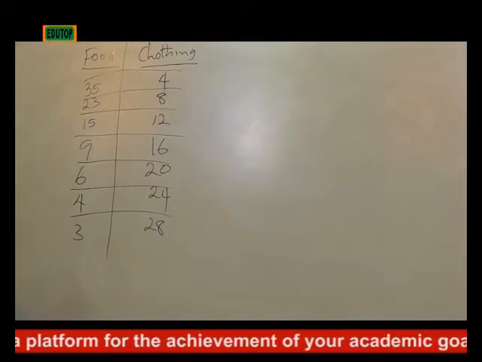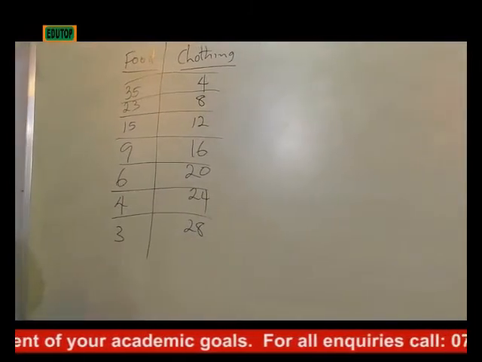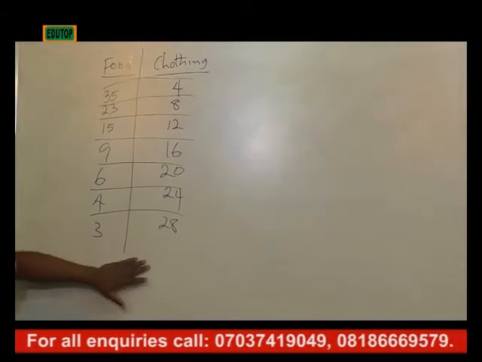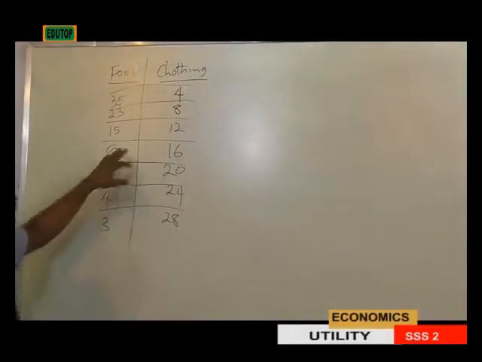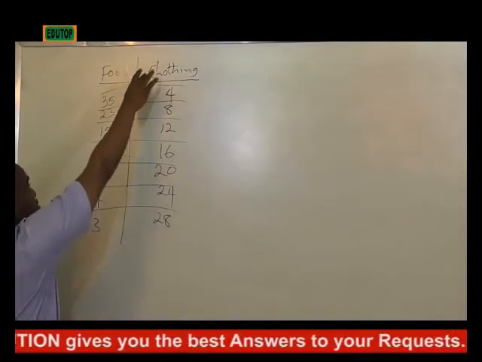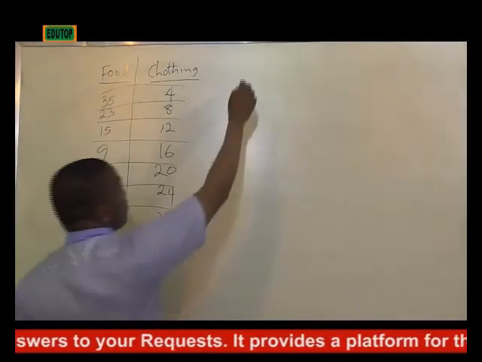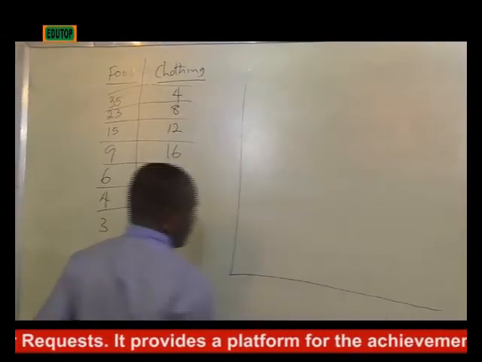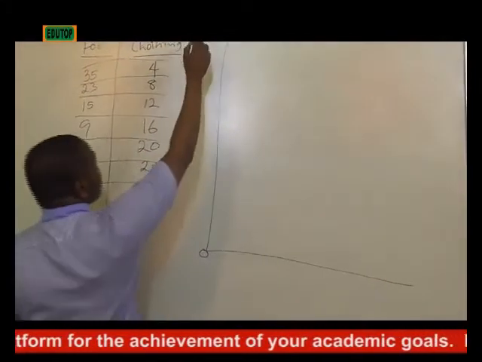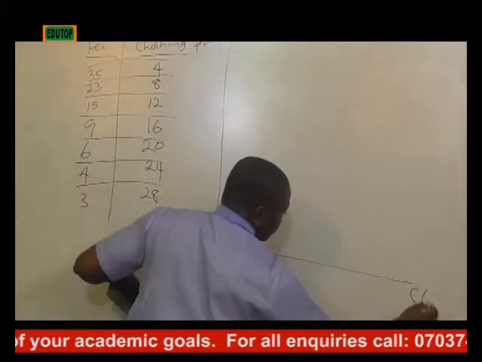So you discover that the quantity of food keeps decreasing while the quantity of clothing keeps increasing. And to know which level will give this consumer the highest satisfaction, we can get that either by getting it on a graph or by calculation. To get it on a graph, that means we need to plot these two columns, the clothing column and the food column, on a graph. And the graph will look like this. This will be the origin, the point at which the two of them meet. And let's represent the y-axis with food and the x-axis with clothing.